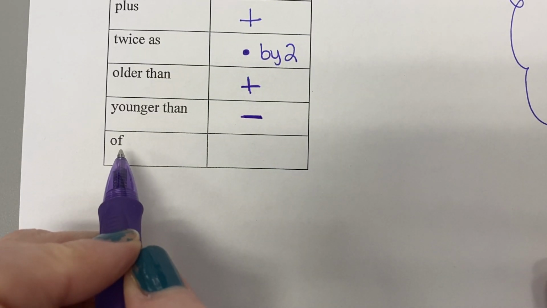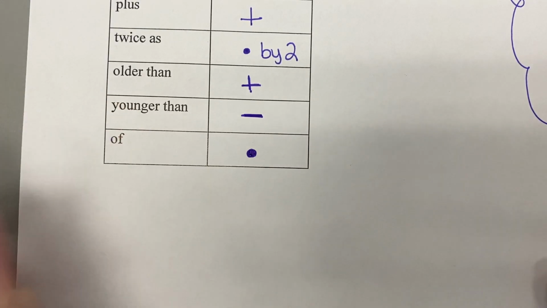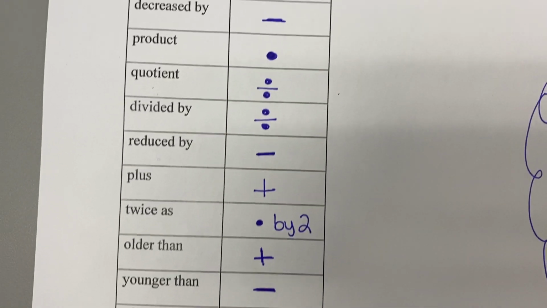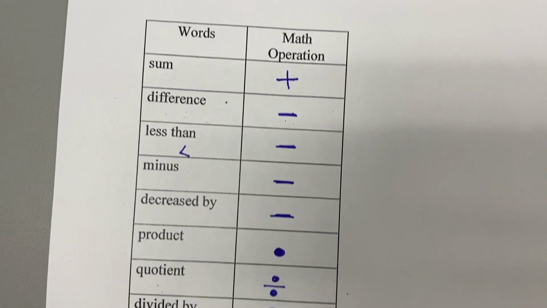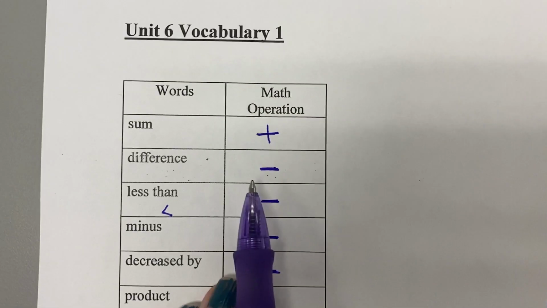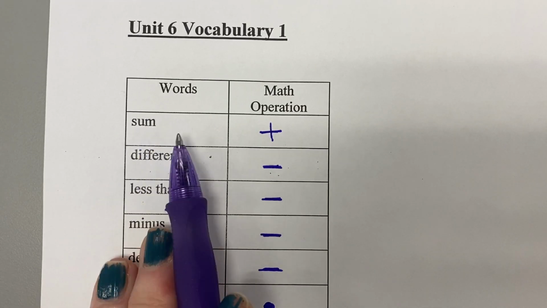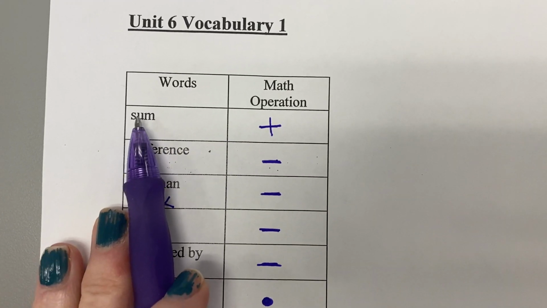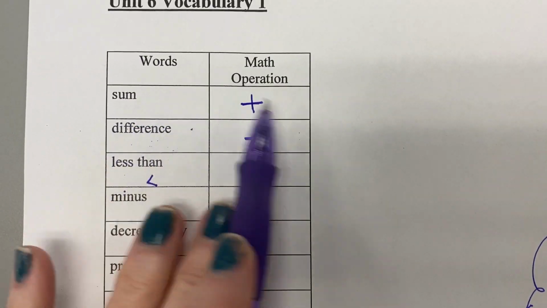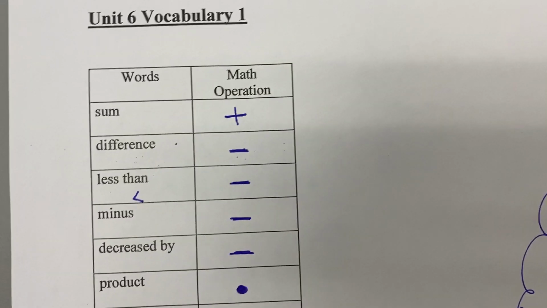And we've talked about this before. Anytime you see the word of, multiplication. So try to get in the habit. Keep this in your binder. We need to sort of memorize these words and the math operations, especially my ELs, my English language learners. Some of these terms might be new to you. So I want you to look at the math operation that goes with the language.